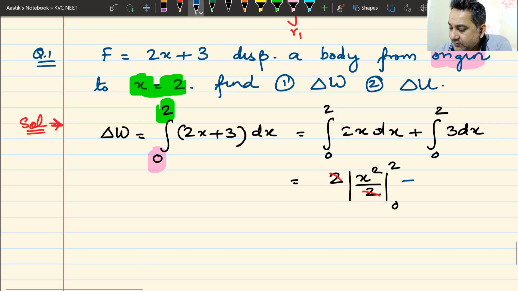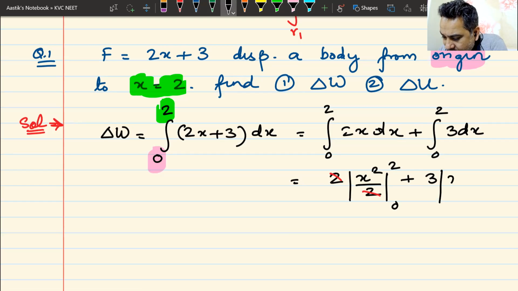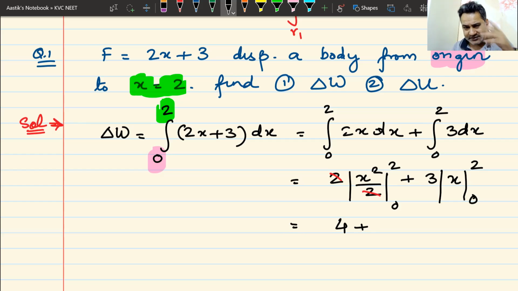Plus 3 will come out. Integral of dx is simply x. So it will be 3 times x, integral from 0 to 2. I can put the values. When x is 0, it's all 0. I put the value of x as 2. 2 squared is 4, plus 3 times 2, which is 6. The answer will be 10 units. So that is the work done by this force.